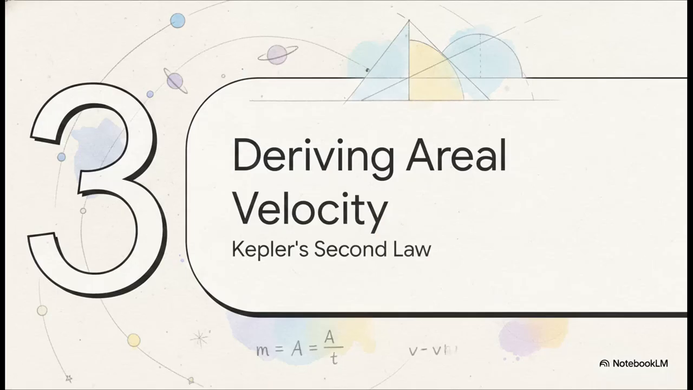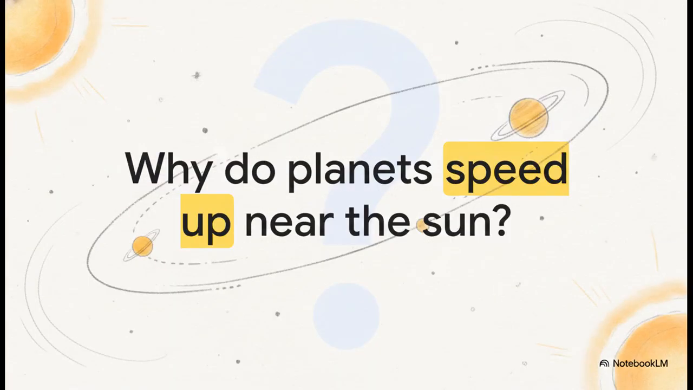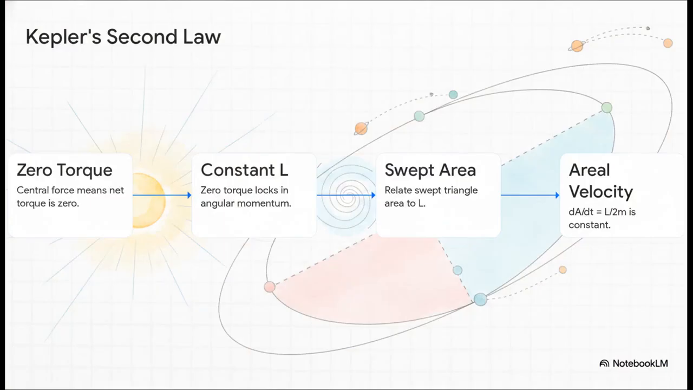All right, Section 3, deriving areal velocity. Before we get into the heavy math, we have to ask a physical question, one that Kepler actually noticed but couldn't immediately explain with physics. If a planet's distance from the sun is constantly changing, why exactly does it hit the gas pedal as it gets closer and then slam on the brakes as it moves further away? Let's step through this derivation map to really understand it.